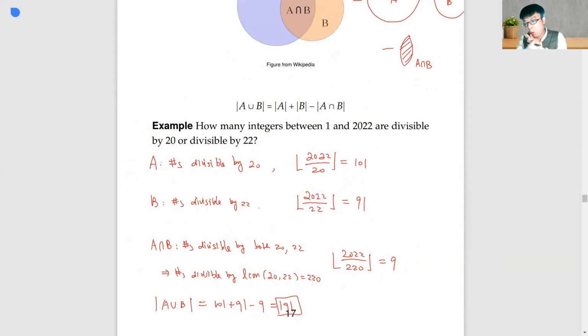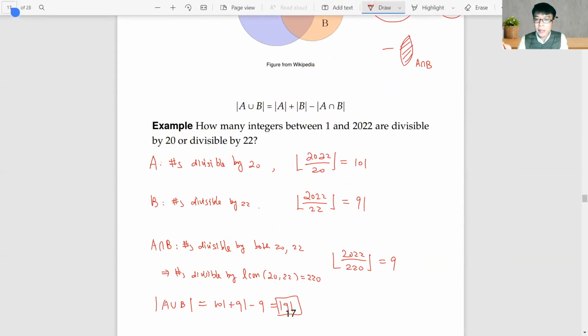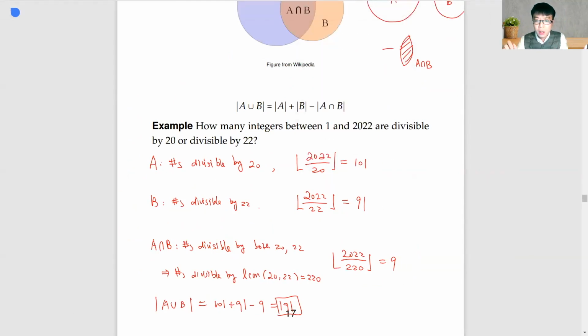Okay, sometimes the question asks you the opposite. Sometimes, for example, it asks how many numbers are divisible by neither 20 nor 22. So you just subtract that count from 2022. Okay, that's a similar question.